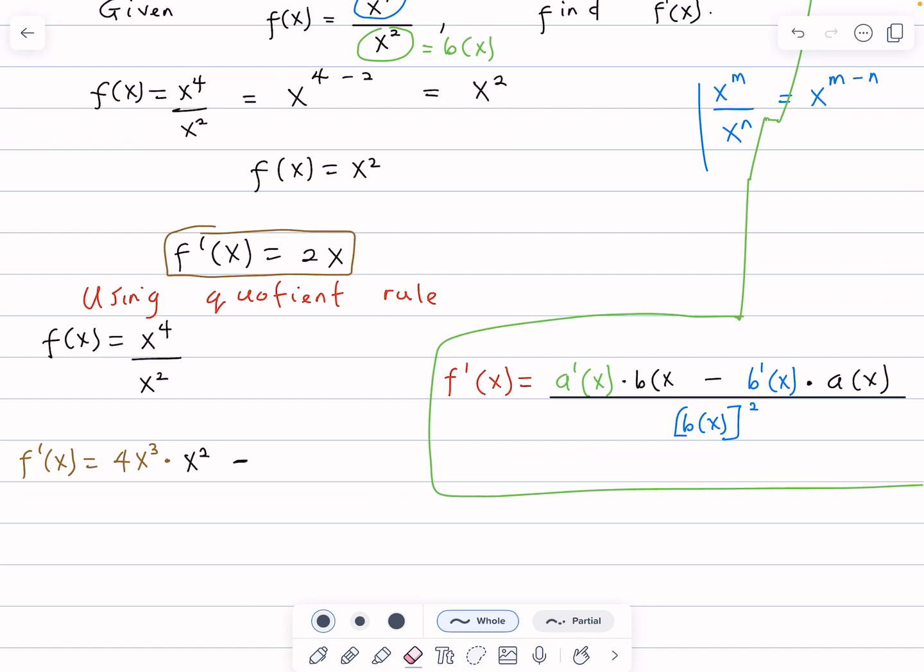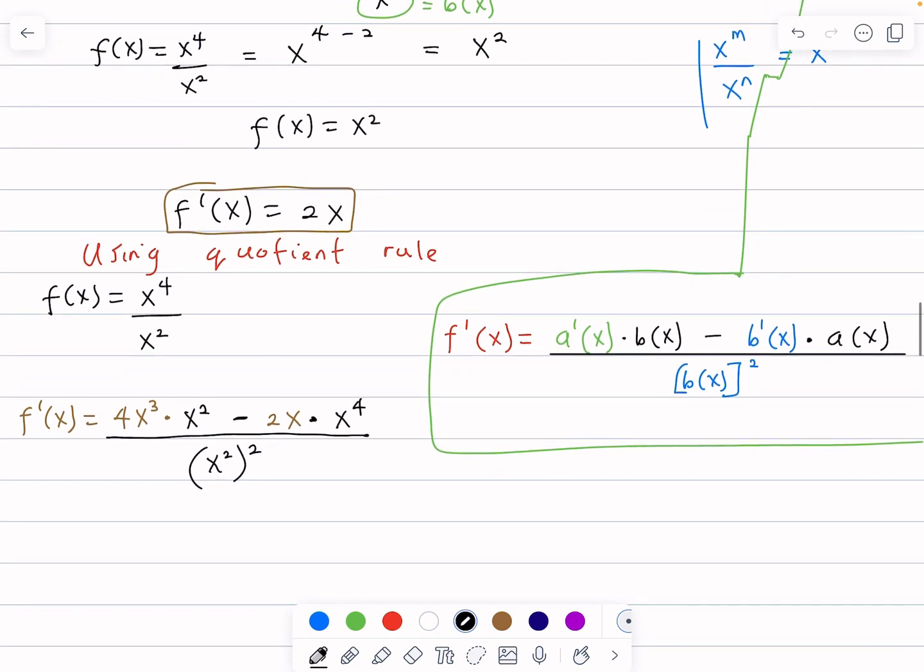Then minus, I'm going to take the derivative of the denominator. So that's just going to be 2x, right? Times, I keep the numerator just the way it is. My numerator is x to the power of 4. So I have x to the power of 4, divided by the denominator squared, which is x squared squared, right?